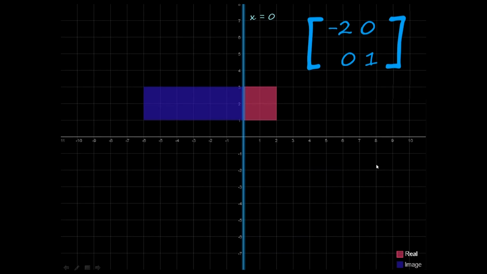For example, the transformation matrix (-2, 0; 0, 1), which is a stretching matrix, has only one invariant line, which is the y-axis, or x equals 0. And every point on that invariant line is being mapped to the point itself. You see, none of the points here is being moved. It's not being translated, it is where it was.